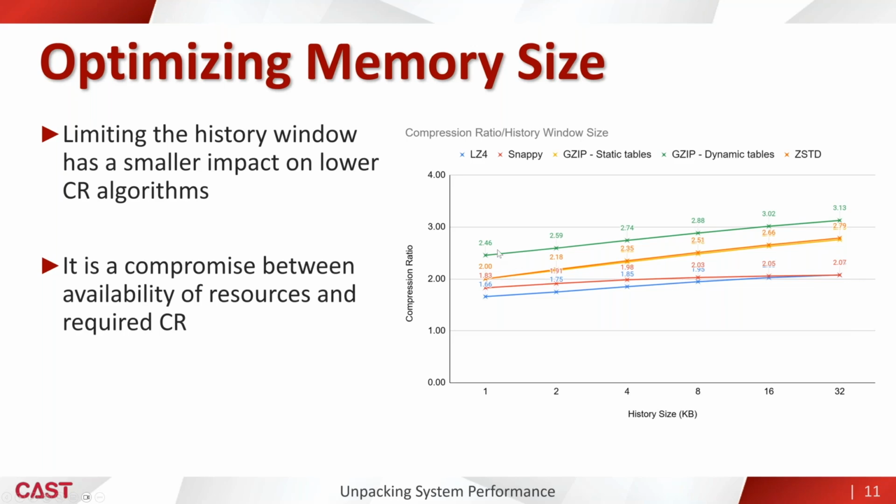The impact, however, between each algorithm is different. So what a developer must do in the end is study this and make a compromise between the availability of memory resources and the compression ratio that the application must target. So there has to be a compromise between the number of memory resources you are willing to sacrifice on your system, and the compression ratio you must target.